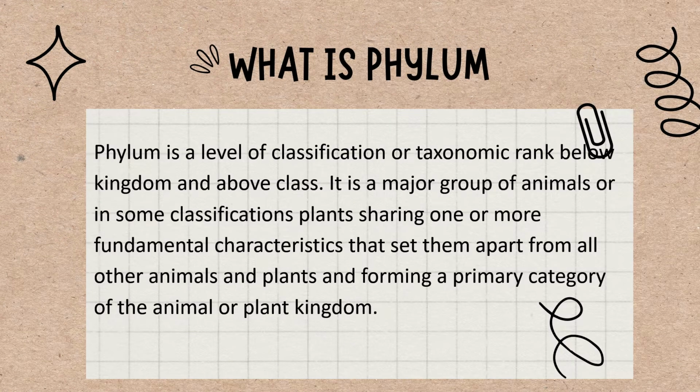For this video, I am going to explain the different characteristics of phylum. Phylum is a level of classification or taxonomic rank below kingdom and above class. It is a major group of animals, or in some classifications, plants sharing one or more fundamental characteristics that set them apart from all other animals and plants, and forming a primary category of the animal or plant kingdom.